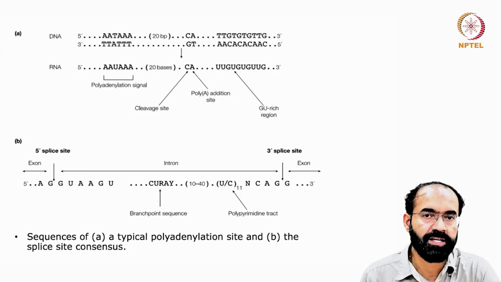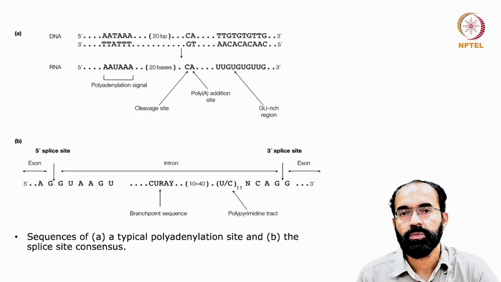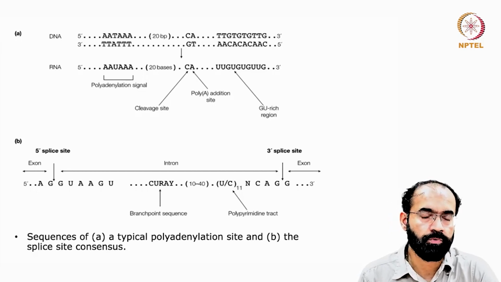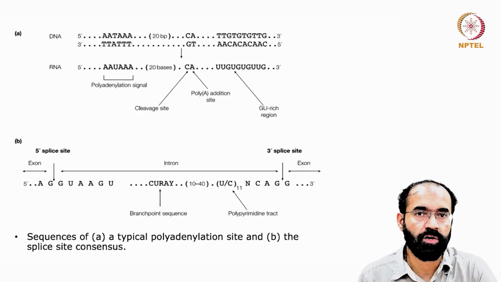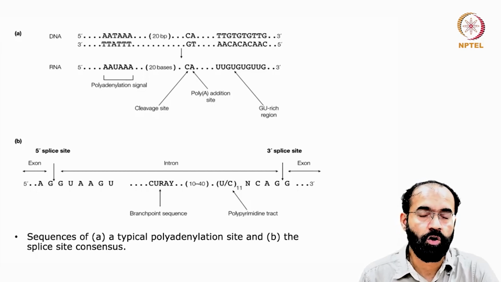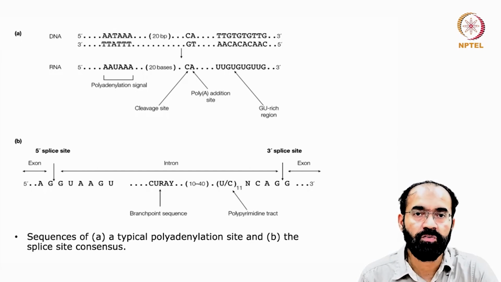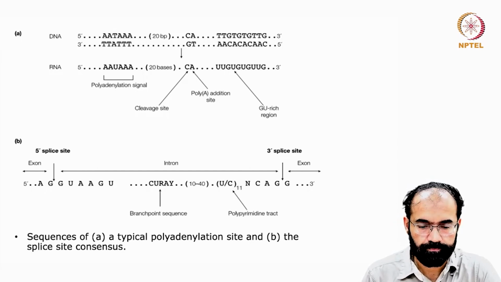Two trans-esterification reactions take place. We will see them in more detail, but more or less it is identical to that of group 1 and group 2 introns, more related to group 2 self-splicing introns, which we saw in the previous class. The only thing here in normal eukaryotic pre-mRNA splicing is that it is assisted by the spliceosomal machinery, which comprises snRNAs.